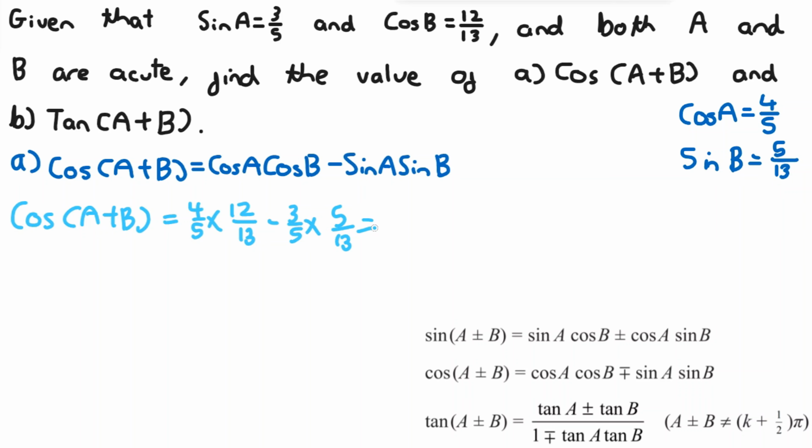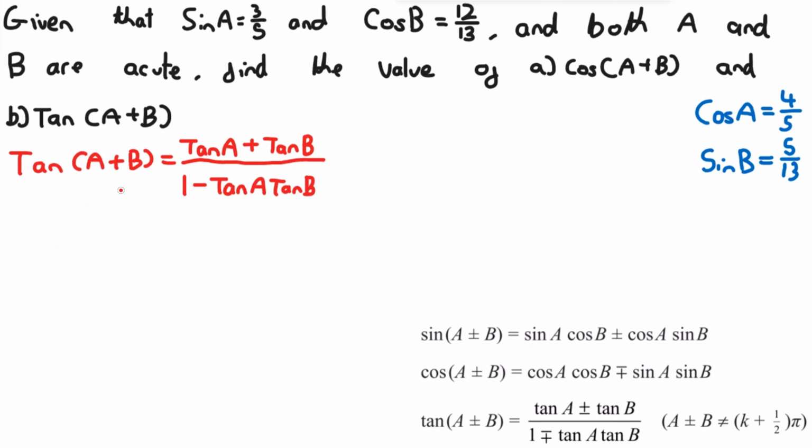If you put this into your calculator, it's equal to 33 over 65. And then for part B, we need to find the value of tan of A plus B. Now the addition formula is given here, and we need to find the values of tan A and tan B, which we don't have at the moment.